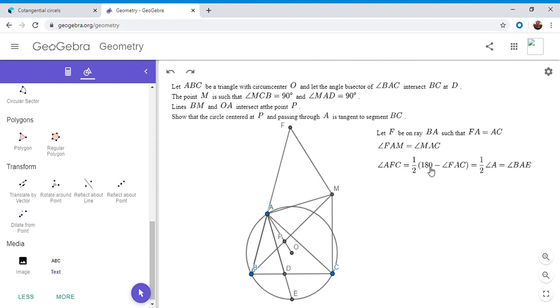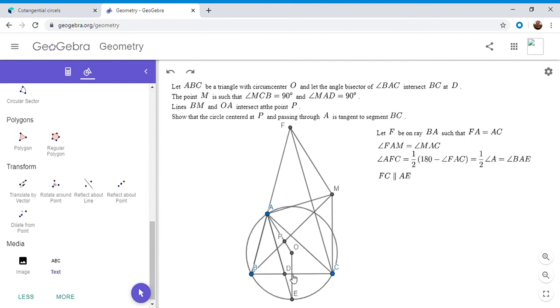So I'm going to write out a little longer proof of it than I just said, but it gets you to the same place. So basically, since AF is equal to AC, angle AFC has to be half of 180 minus FAC, and 180 minus FAC is angle A, and half of angle A is angle BAE. So if angle BAE is equal to angle AFC, then FC has to be parallel to AE, and I'm going to draw in segment OE.